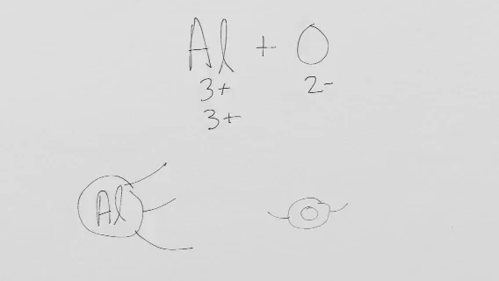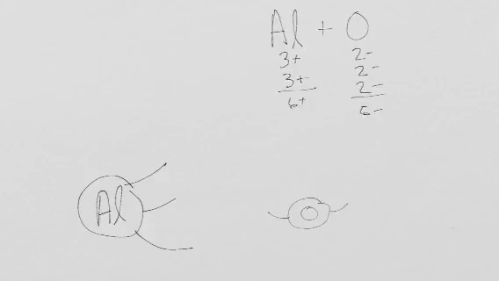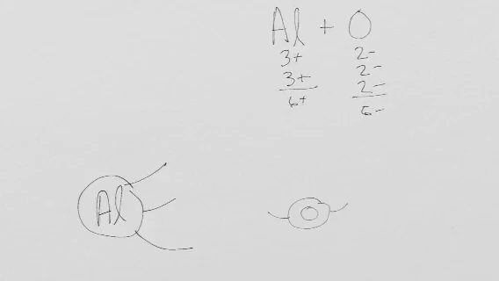We're very clear on this. How many negative 2's do I have to get negative 6? I need 3. So I need another one and another one, right? If I sum this up, it's 6 plus. If I sum this up, it's 6 minus. Those cancel each other out, don't they? So, in total, how many aluminums do I need in my drawing? I need 2 aluminums. How many oxygens do I need in my drawing? 3. I need 3 oxygens.